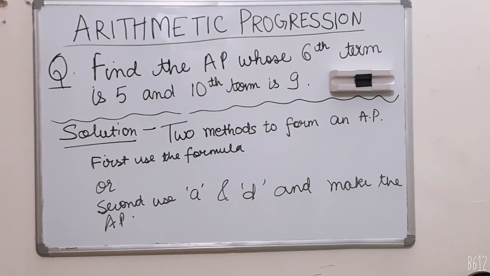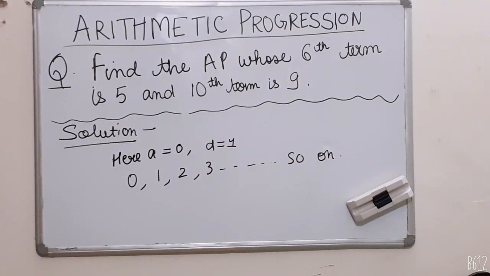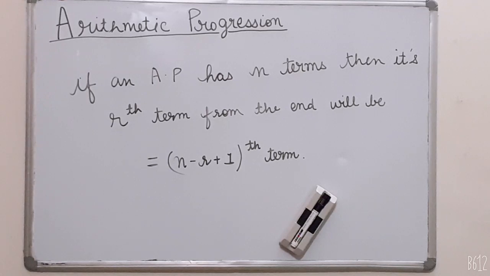So I'm going to use the second method in this question because the values of a and d are small. So here the AP becomes 0, 1, 2, 3, because our first term is 0 and we'll keep increasing it by 1 because the common difference is 1. As you can see, if we subtract 1 minus 0, we get 1, then 2 minus 1, we get 1, and so on. So here the answer is 0, 1, 2, 3 and so on. So we have learned to find the terms from the beginning of an AP.